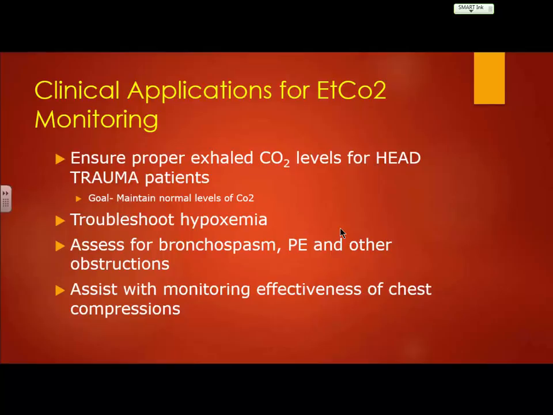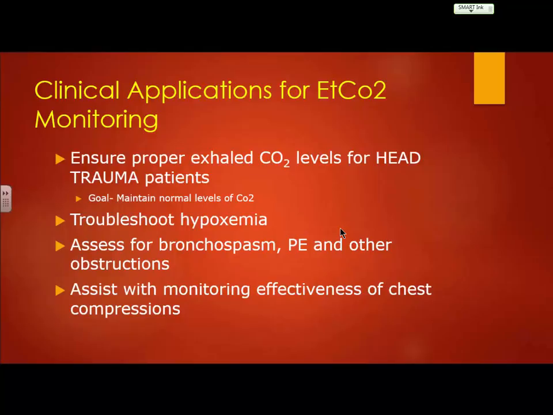Troubleshoot hypoxemia. So what's one of the first things that we're going to do when we assess a patient? What's one of the first tools that we're going to stick on their finger? A pulse ox, right? So that's going to give you one of your first indications, other than your physical signs, right? Pale skin, bluing skin, decreased respiration, things like that. But we're going to stick that pulse ox on there.